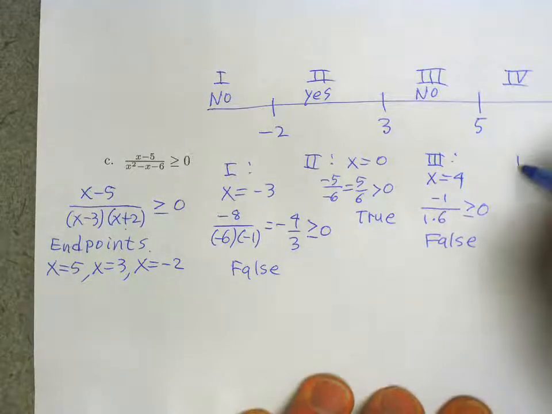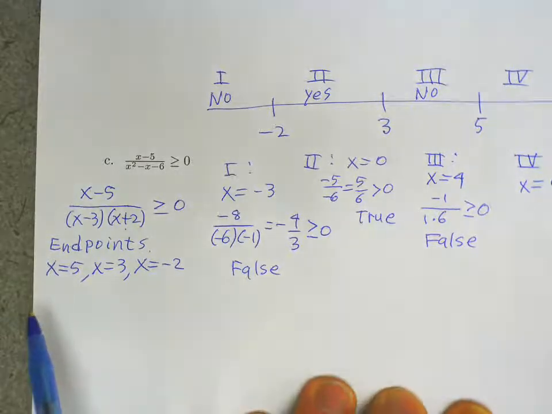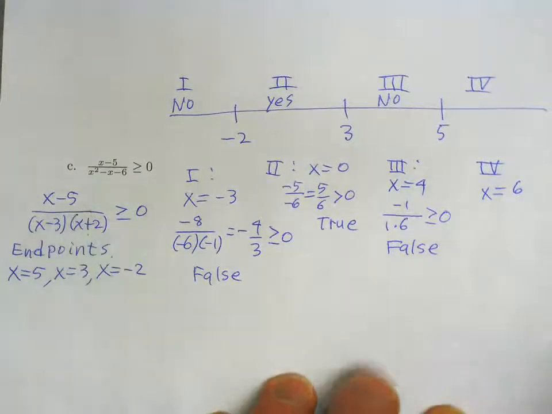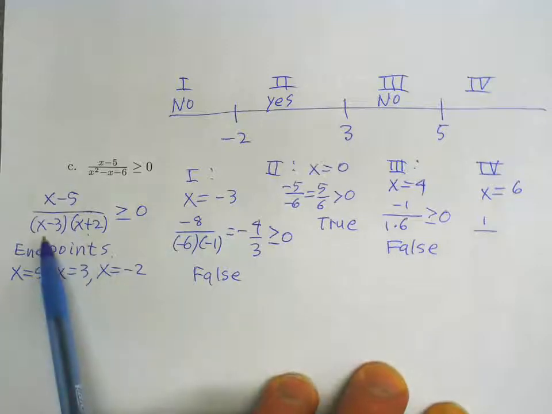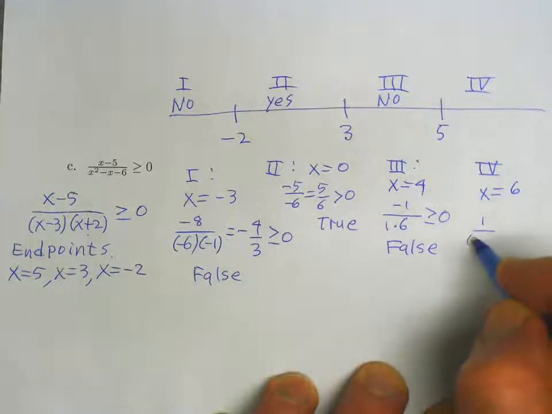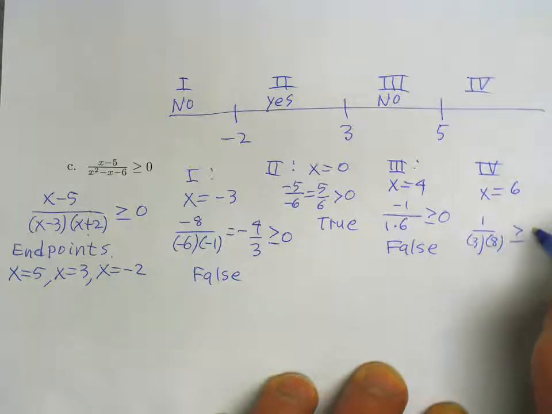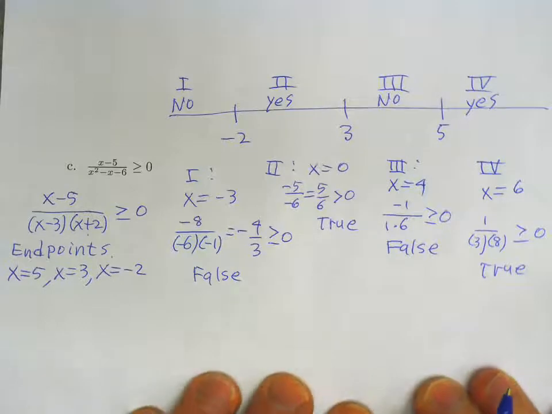And then finally, in the fourth interval, we can pick x to be 6. And then I'll use the factored form again. In the numerator, 6 minus 5 is 1. In the denominator, 6 minus 3 is 3. And 6 plus 2 is 8. This is a positive number. The inequality is greater than or equal to 0, and that's true. So yes, all of the numbers from 5 to infinity are solutions.